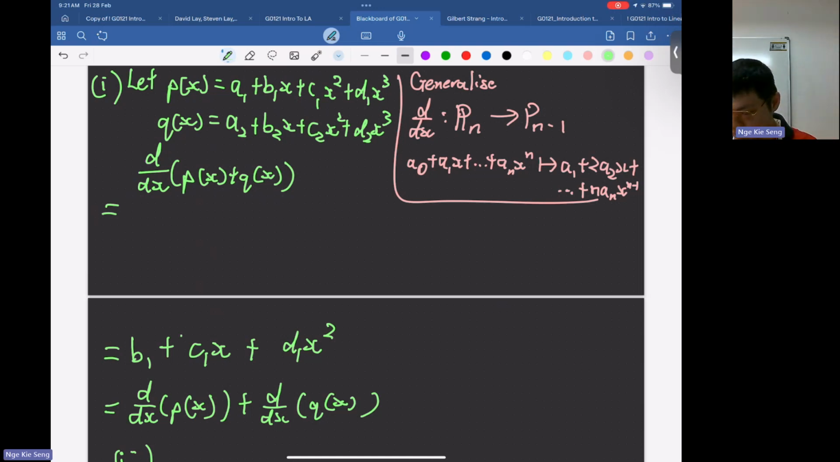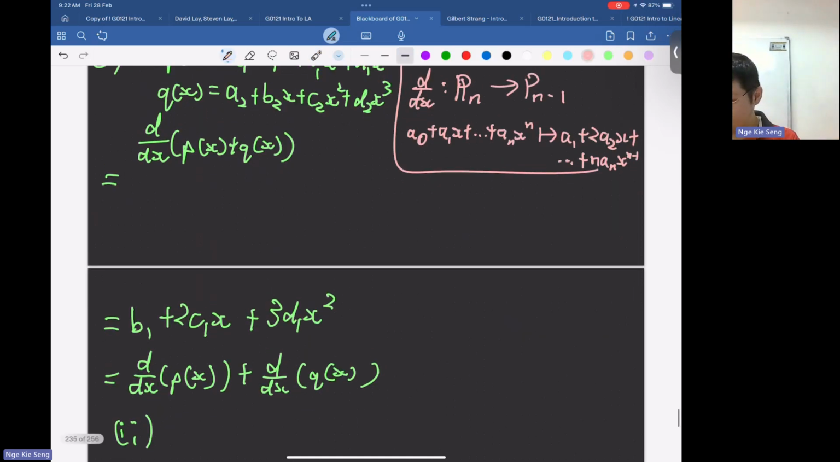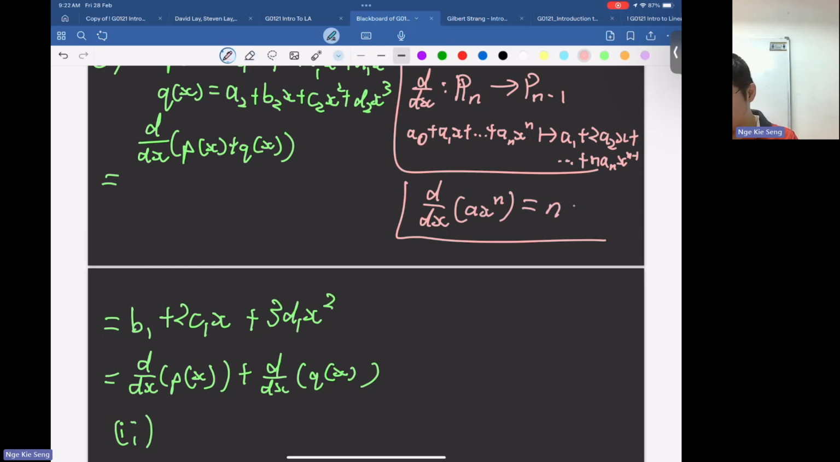Okay, it should be 2c1 plus 3d1 x squared. So you need to remember you bring all the power down. Please remember differentiating. Let me write down differentiating a monomial here. Let's differentiate a x to the power n. Please remember that you bring the n down and then you take n minus 1. Okay? Alright, please remember this. Let's do the other one.